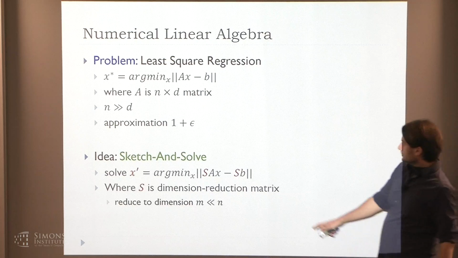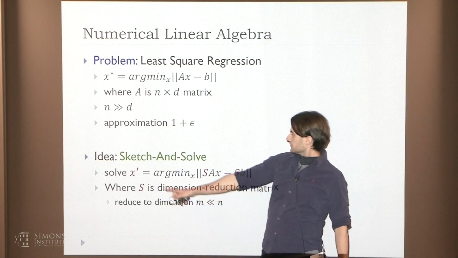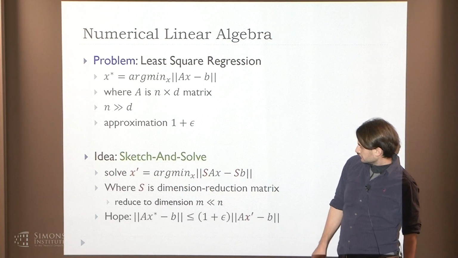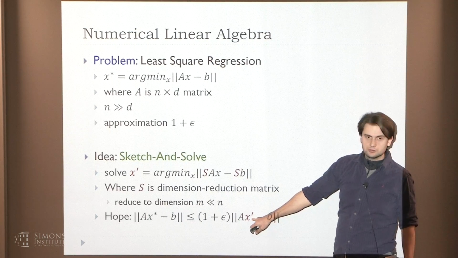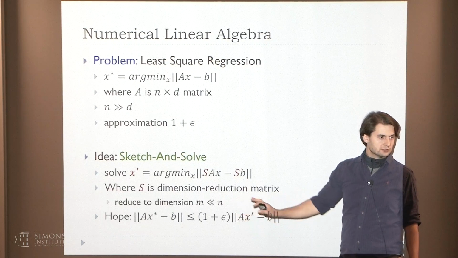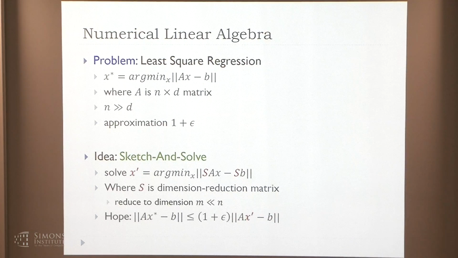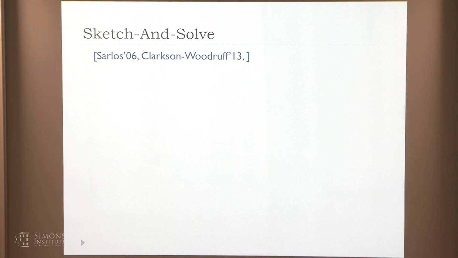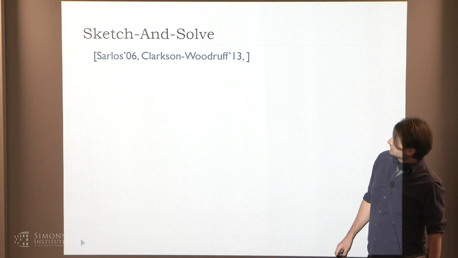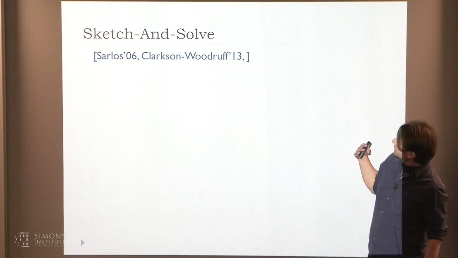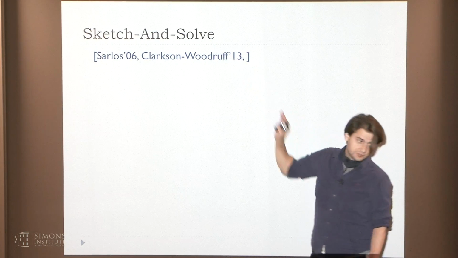And so we solve this. We don't get precisely x star, but the hope is that the solution x prime is sufficiently good. Maybe we lose a factor of 1 plus epsilon in the objective value. Okay, so how to do this? And really this idea has been used in many papers.